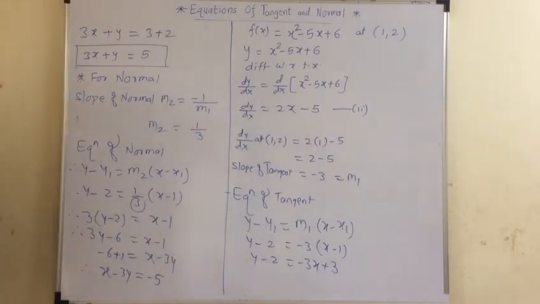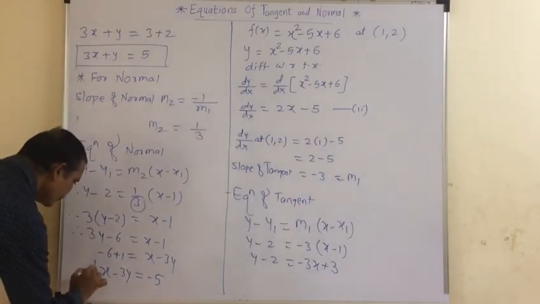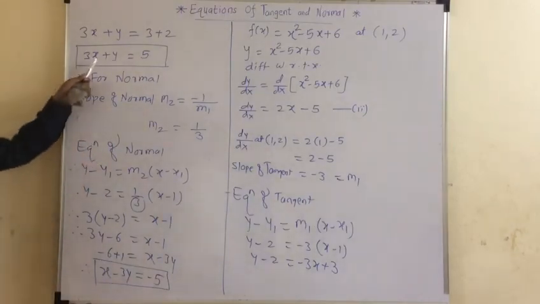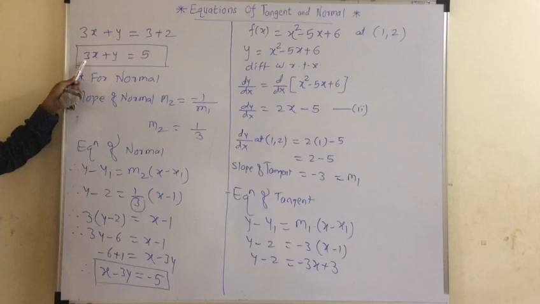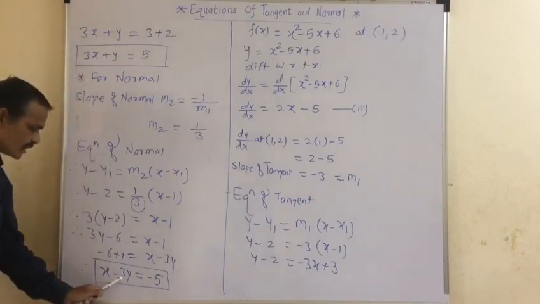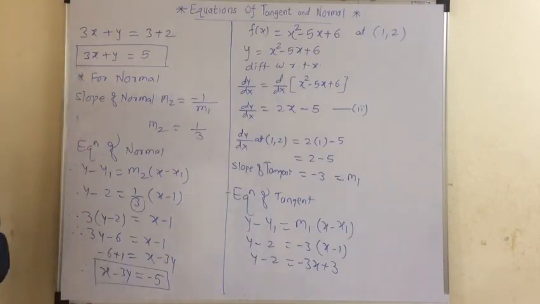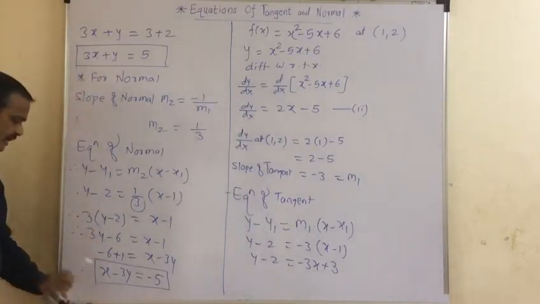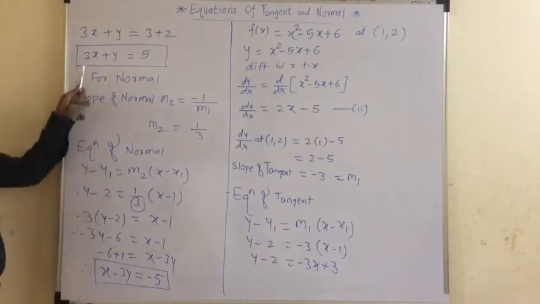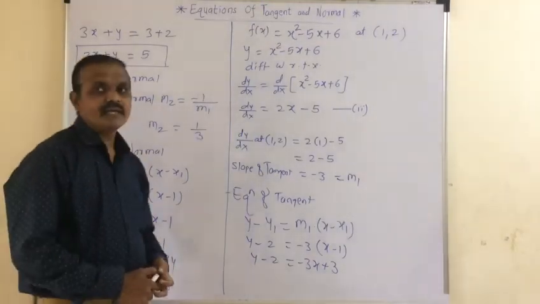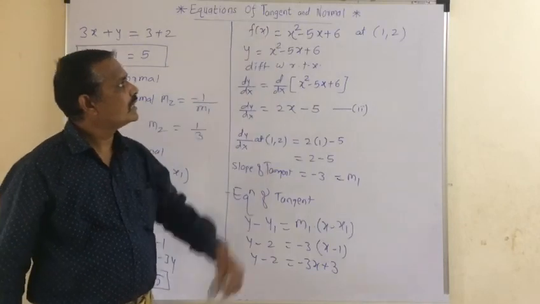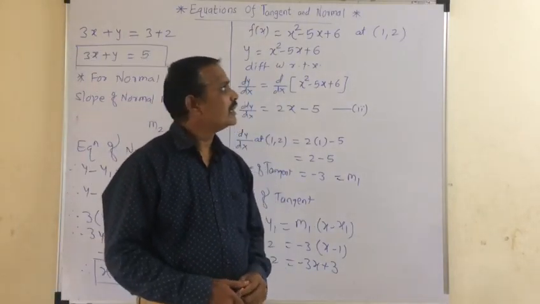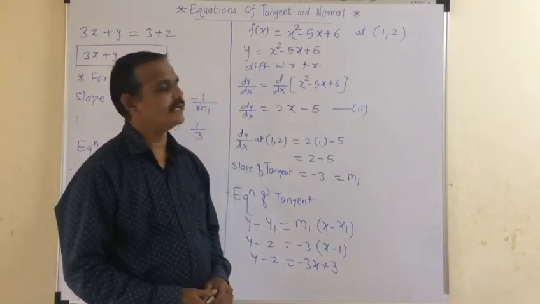In this way we get equation of normal, and we check the coefficient of x is 3, which is with opposite sign the coefficient of y, and coefficient of y is 1, which is the coefficient of x. So in this way we find equation of tangents and normal to the given curve at given point.